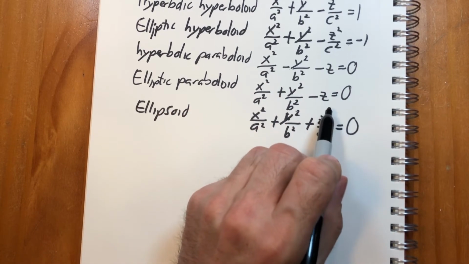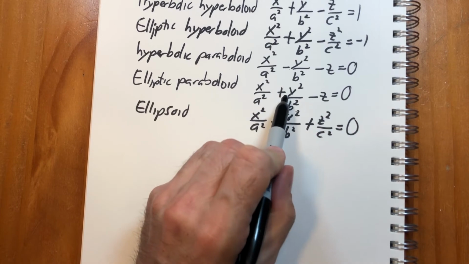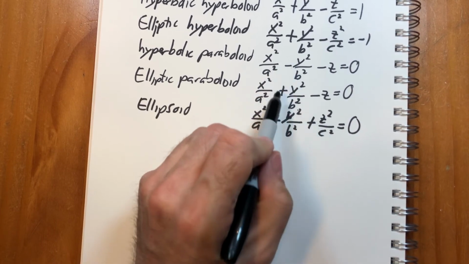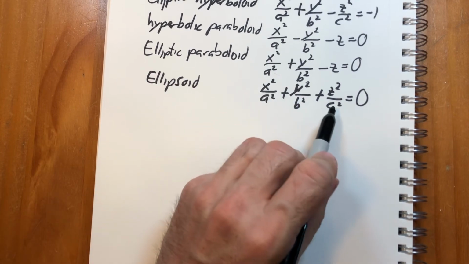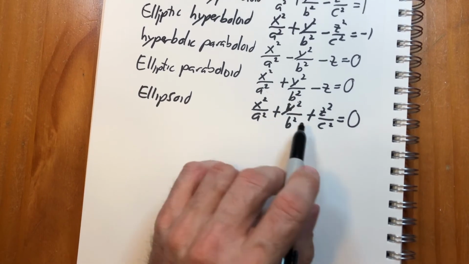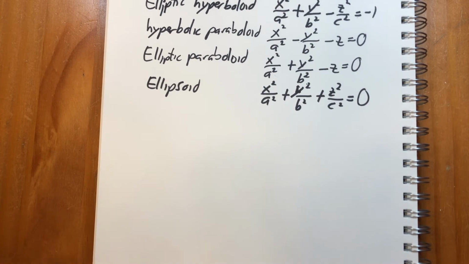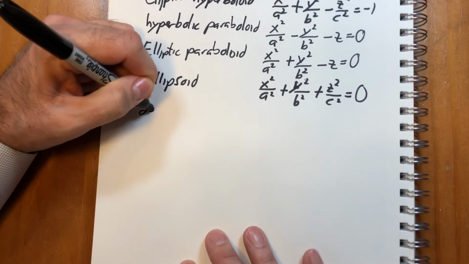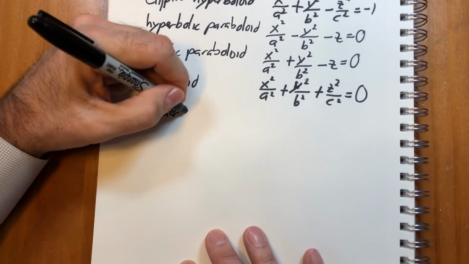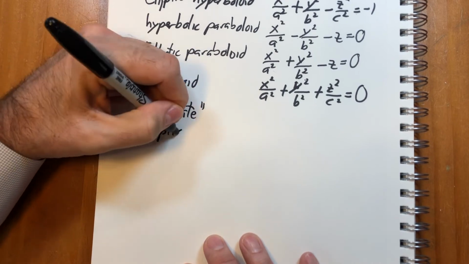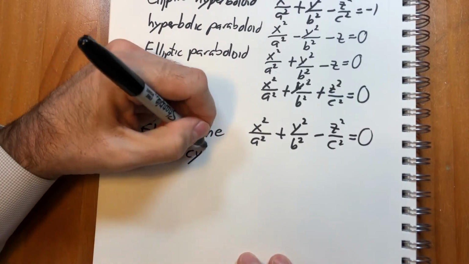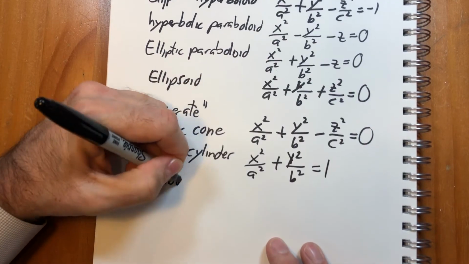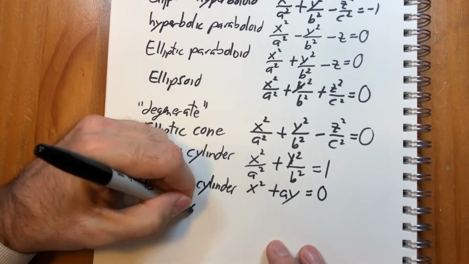So this is also going to be a paraboloid, but then here it's an ellipse rather than a hyperbola because it's a plus or a minus. And then the ellipsoid is everything plus. So there's nothing hyperbolic here because there are no minuses. Interesting. And then finally, these are 5. And then there are 4 more shapes that are called degenerate, which are the elliptic cone, the elliptic cylinder, the parabolic cylinder, and the hyperbolic cylinder.